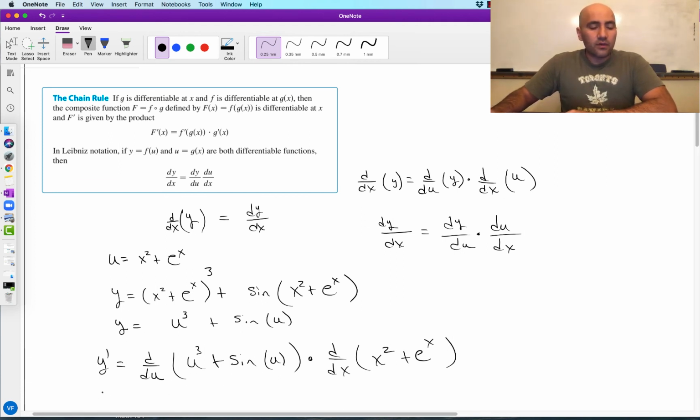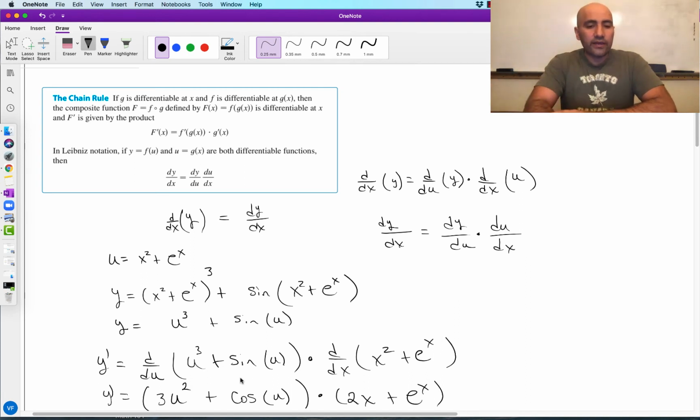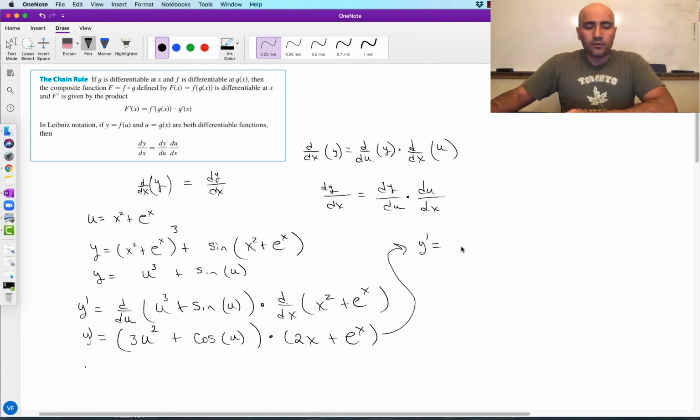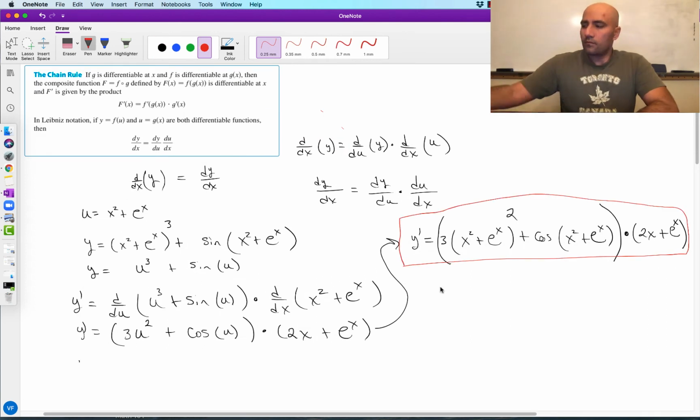Now this derivative is super easy. That's just going to be y prime is equal to 3u to the power of 2 plus the derivative of sine, which is just cosine of u. And then that whole thing gets multiplied times this derivative, which is really easy. That's just going to be 2x plus e to the x. And now, as a final step, we have to come back and replace that u with u equals x squared plus e to the x. Okay, so here's our final answer.